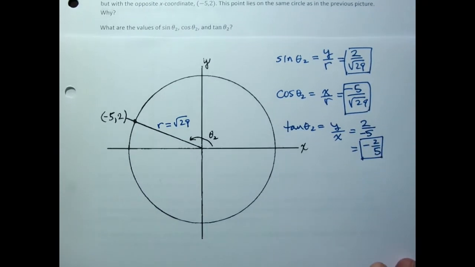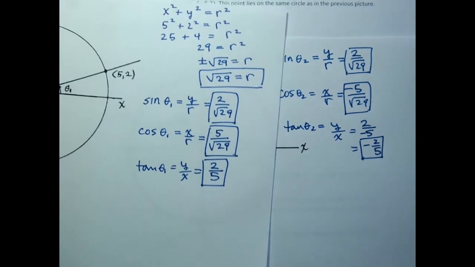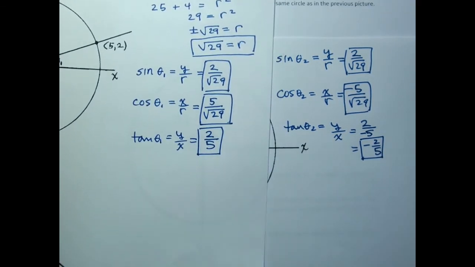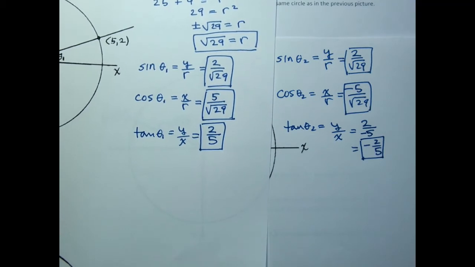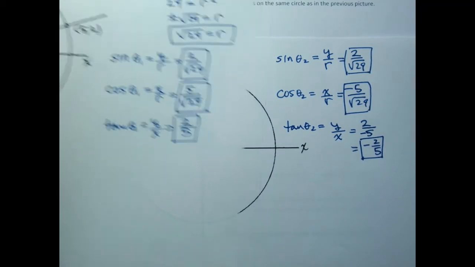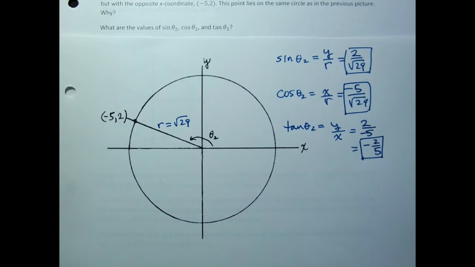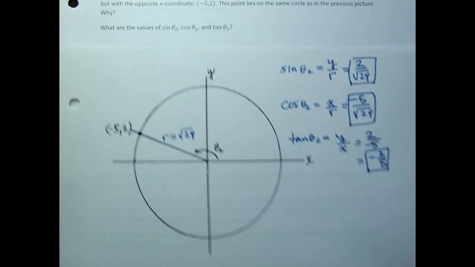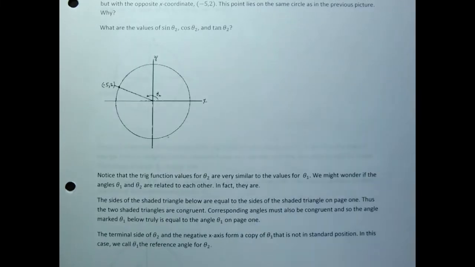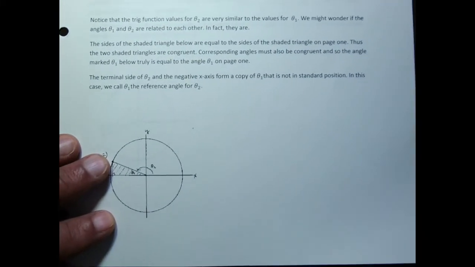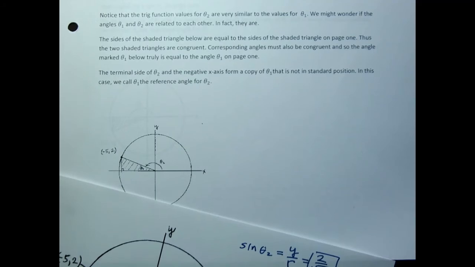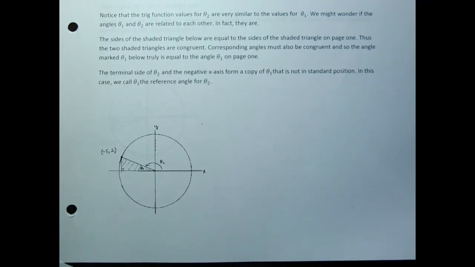And I guess where this is going is we're going to notice that the values for theta 1 and the values for theta 2 are similar. Sometimes they're equal, but sometimes they're opposites. Sometimes we get a negative, and we're kind of trying to decide this equal opposite relationship between them. Now, down at the bottom of the second page, I say just notice that the trig function values for theta 2 are similar to the values for theta 1.